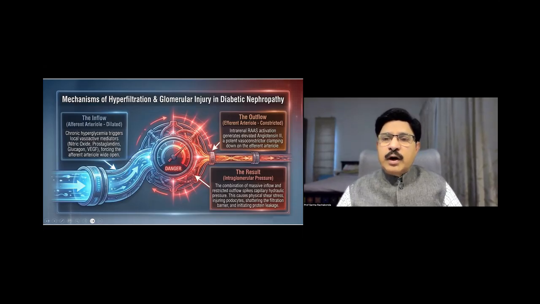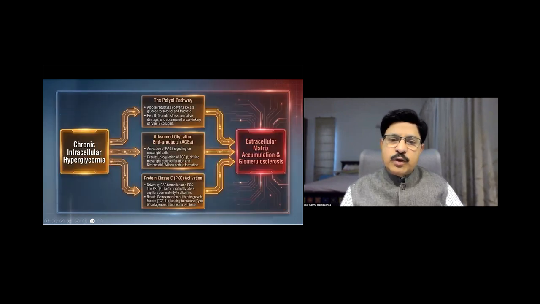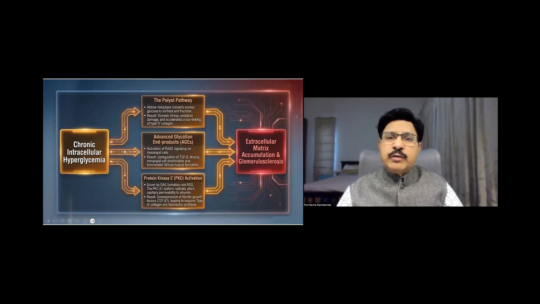Now we have the intraglomerular pressure increase. This is one aspect. The second aspect is that glucose is not metabolized by the Krebs cycle glycolysis pathway. Instead, glucose takes the polyol pathway, advanced glycation end products, and protein kinase C activation, all increasing the extracellular matrix accumulation and glomerulosclerosis.